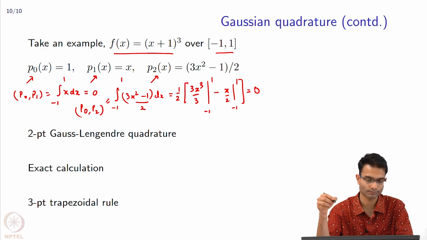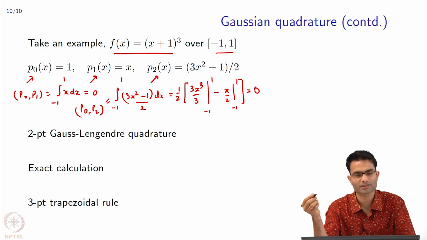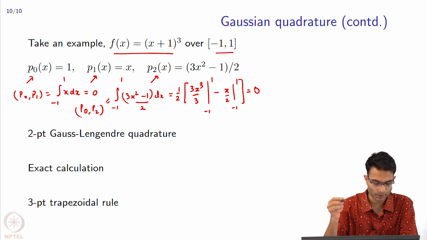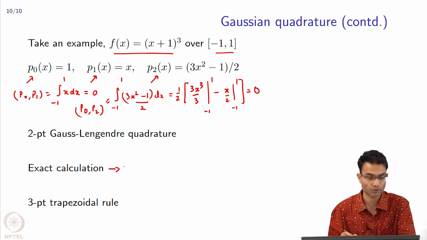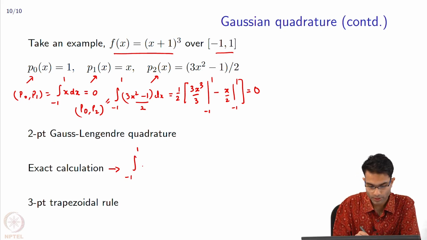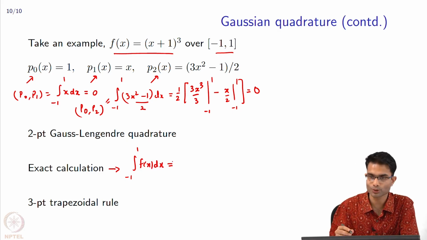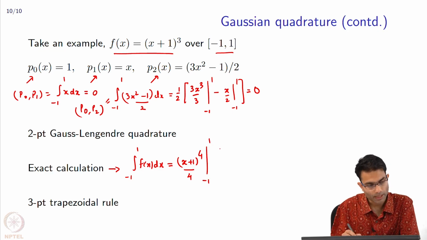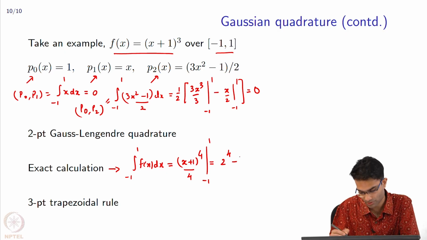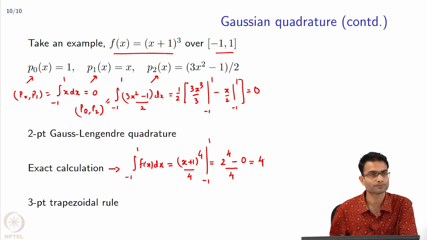What remains for us to do is to evaluate this integral using 3 different methods. The first would be the exact calculation, just to know what we are supposed to get. So, integral from minus 1 to 1 of f(x) dx, this is a polynomial function, so it is trivial to integrate. I am going to get (x plus 1) to the power 4 by 4 evaluated from minus 1 to 1, and that is going to give me 2 to the power 4 minus 0, by 4, that is 16 by 4, which is 4.